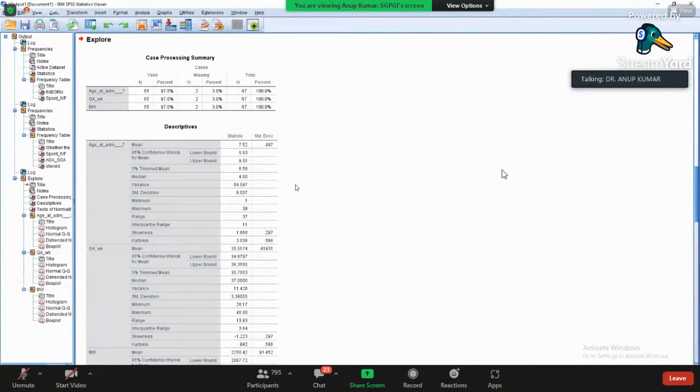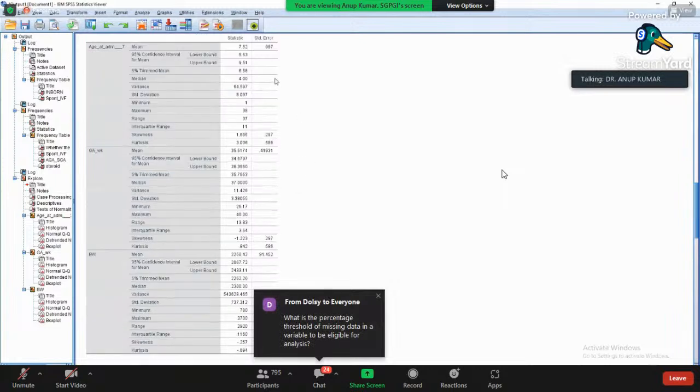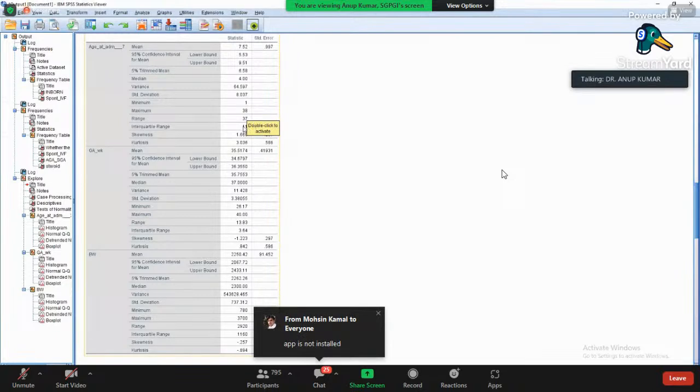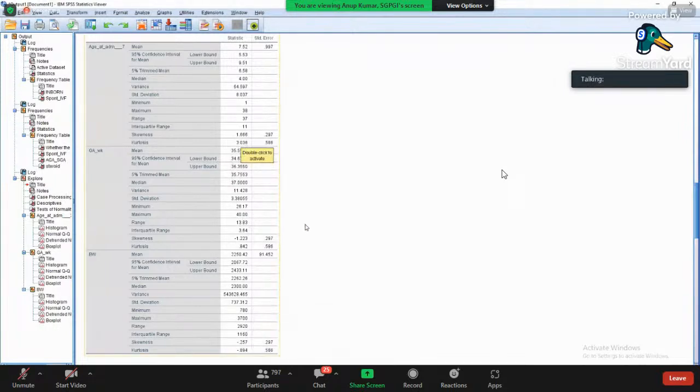When I click OK, it is going to give all the descriptive statistics of all these 3 variables. You can see for age at admission, the mean is 7.52, and the median is 4 days. Now what is the range? Minimum is 1, maximum is 38. Interquartile range is 11. Skewness is this and kurtosis is this. As I didn't discuss skewness and kurtosis, I will not go into them.